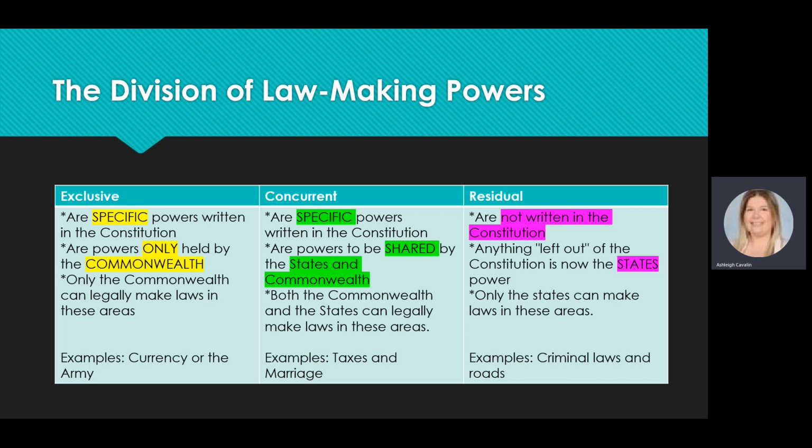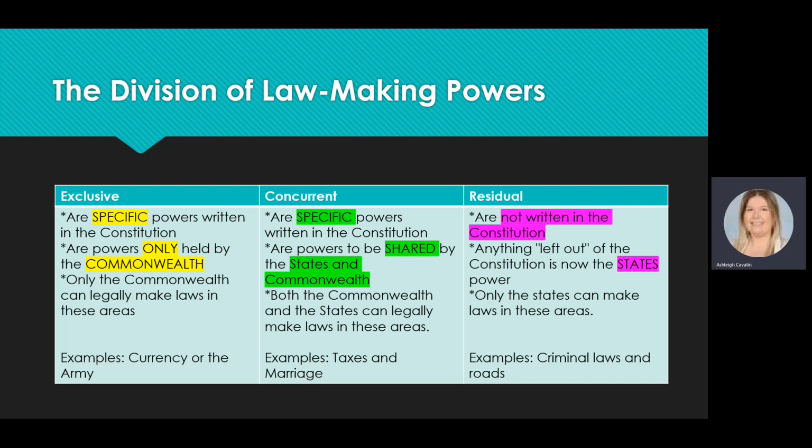Lastly, there are residual powers. These are not written in the Constitution. Remember, the Constitution was written in 1901, so not all of these current issues were thought of to be included. Anything that has been left out of the Constitution is the state's power. Only the states can make laws in these areas, technically.